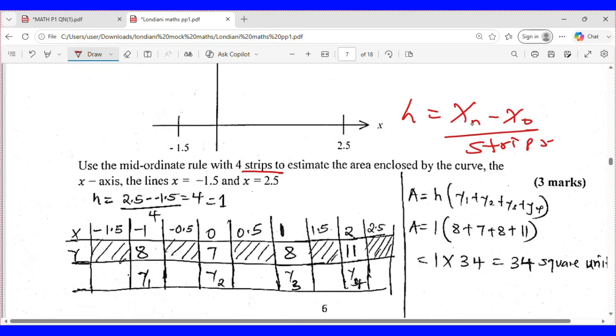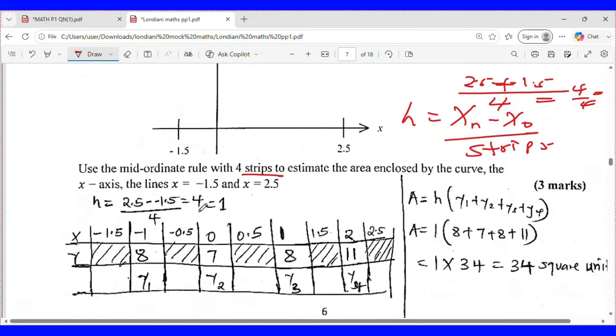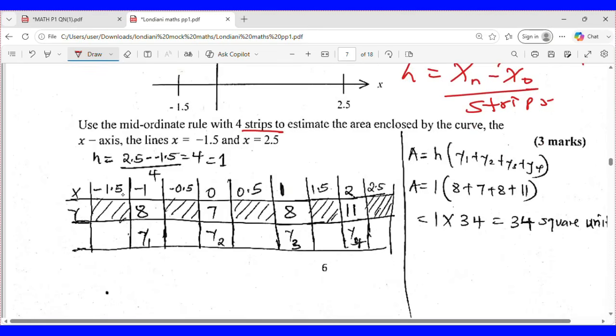So for xn we need the last one, which is 2.5, minus x naught, this one is minus 1.5. You realize this one, a negative divided by negative, is going to be 4/4. That means our interval here is 1, 1, 1. It's going to be 1.5, 1, negative 1.5, 0.5, like that.